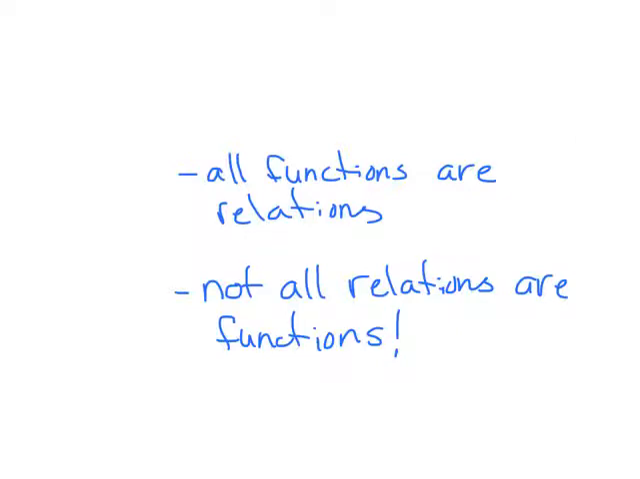And we can look at that when you're looking at examples. Basically, you look at the x values. If the x value repeats and they point to different y values, then you know the relation is not a function.